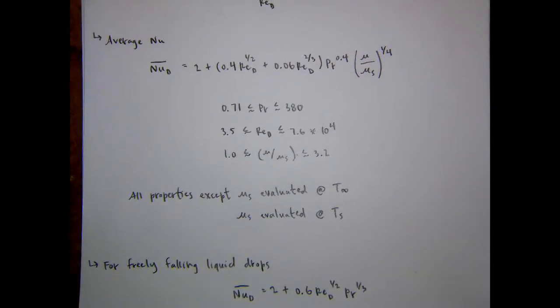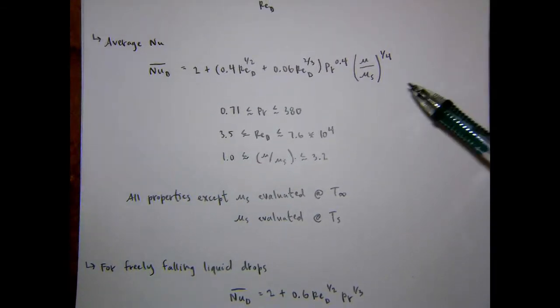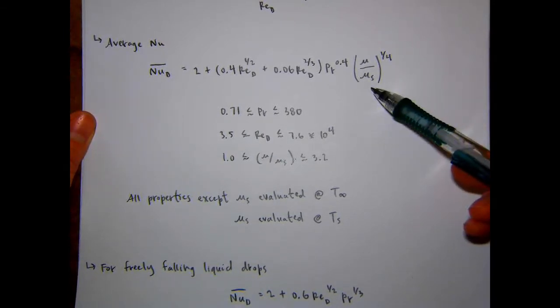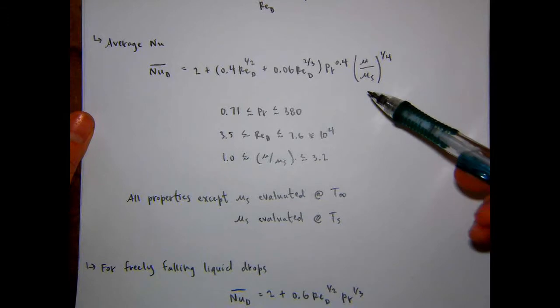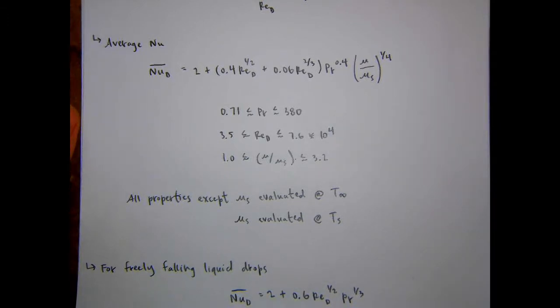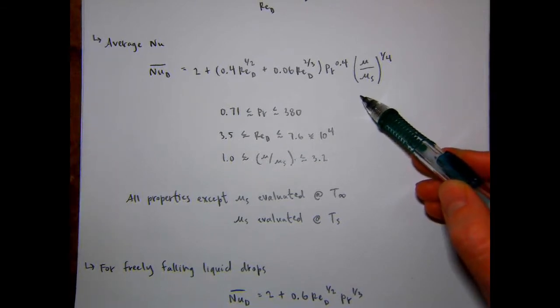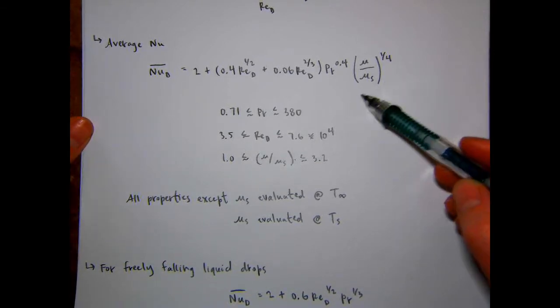That's because this correlation has this extra mu over mu sub s tacked on to the end of it. So there are 2 ways of accounting for the fluid property variation with temperature. One is evaluating at the film temperature, and the other is to have this ratio of viscosities or Prandtl numbers, depending on the correlation, tacked on to the end.